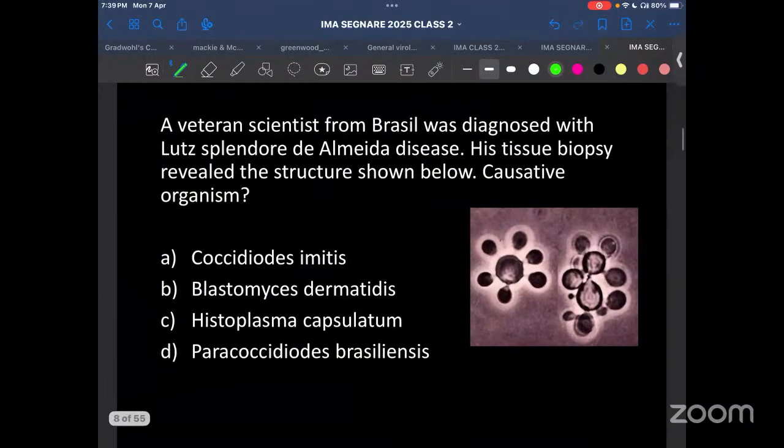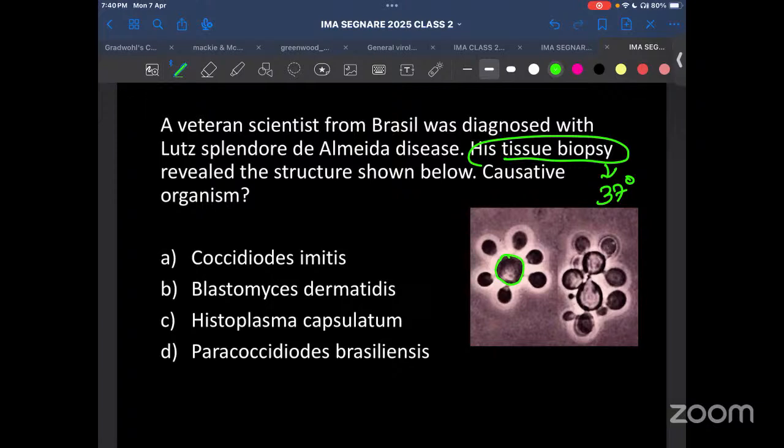Now coming to another one. A veteran scientist from Brazil was diagnosed with Lutz-Splendore-de Almeida disease. The name of the disease is funny. His tissue biopsy revealed the structure shown below. So what is the structure that we are having here? Tissue biopsy means the temperature is 37 degrees Celsius. And at 37 degrees Celsius, what do we see here? This is actually yeast.